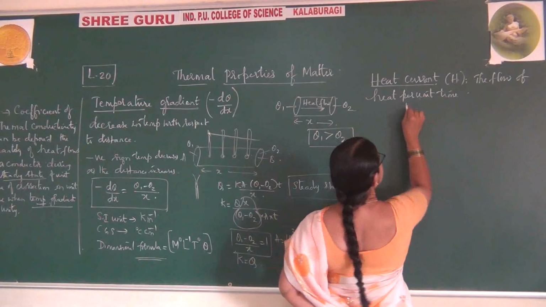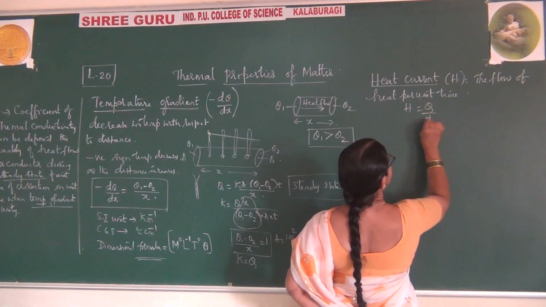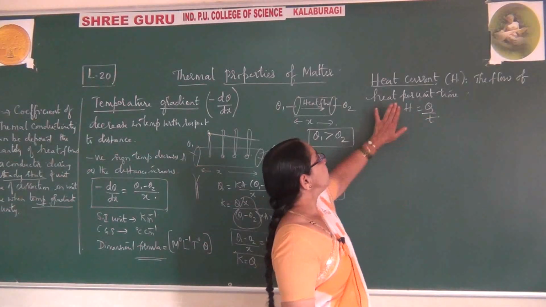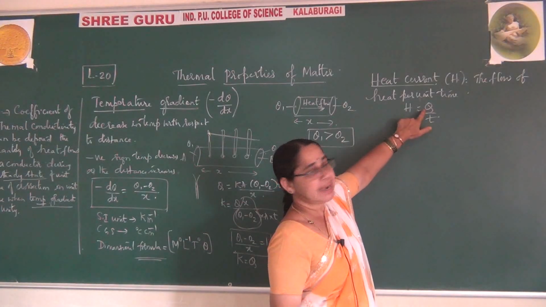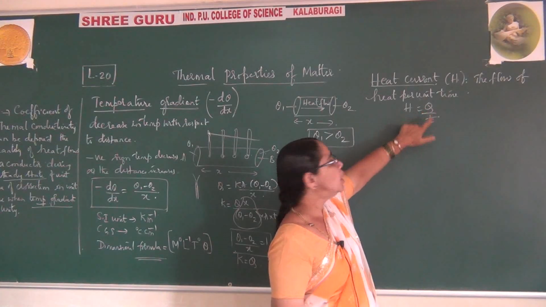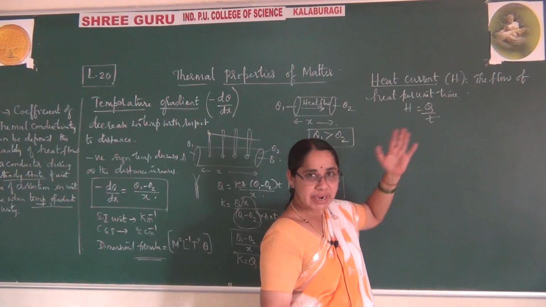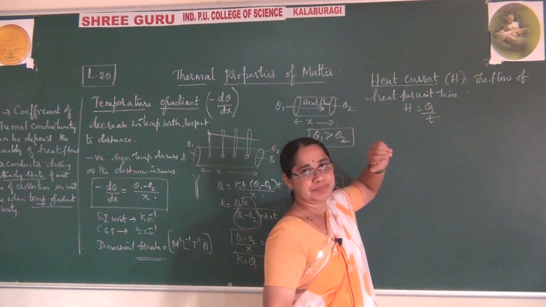Okay, I'll write the expression now. H is equal to Q by T, and by just looking, it is the flow of heat. Heat is a form of energy, you know already. This is represented by symbol Q. This is T, time. This Q by T is called H. What is H? Heat current.